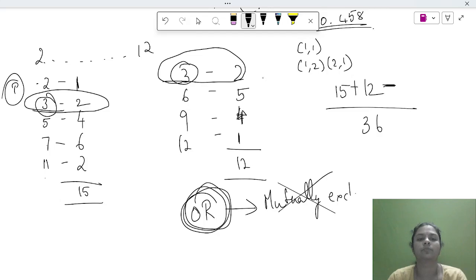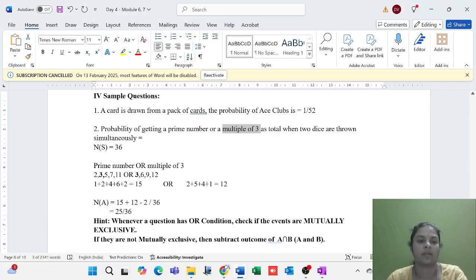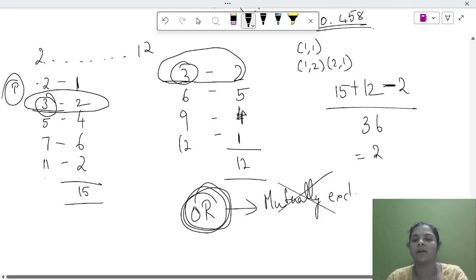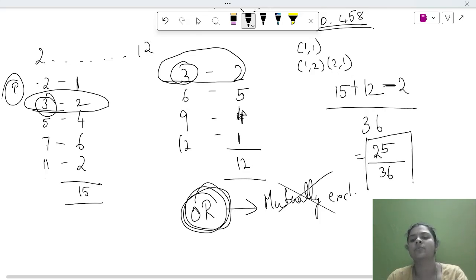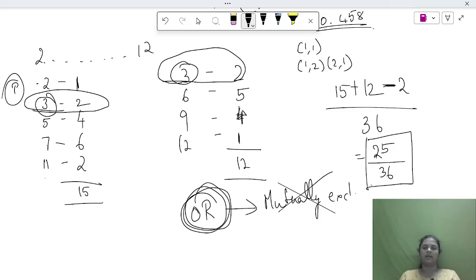We need to remove the common values once, because they have been double counted. So remove them, and your answer is 15 plus 12 minus 2, which is 25 by 36. Now this will be the probability of the event.